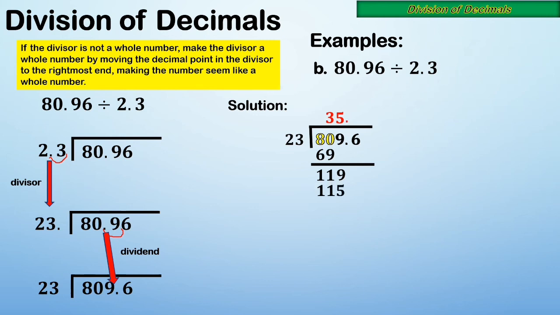Then, observe the decimal point. Dito yung decimal point natin. Dito na rin yung sasagot natin. Okay? Align lang sila. Okay, that would be our decimal point. Then, subtract. The answer is 4. Bring down 6. 46 divided by 23 is 2. Then, multiply, subtract. The answer is 0. Therefore, 80.96 divided by 2.3, the answer is 35.2.